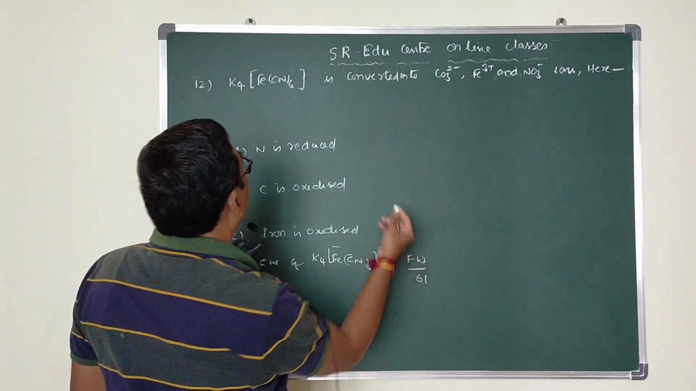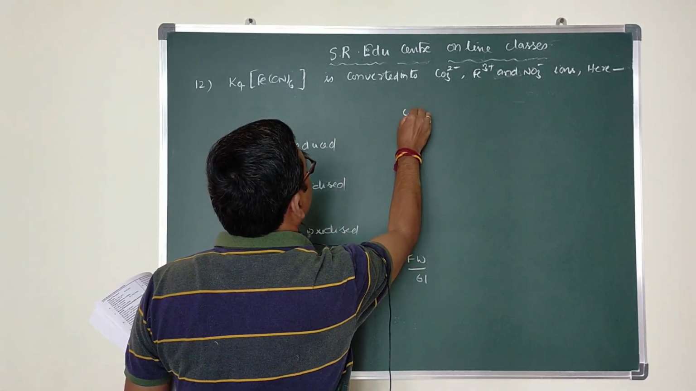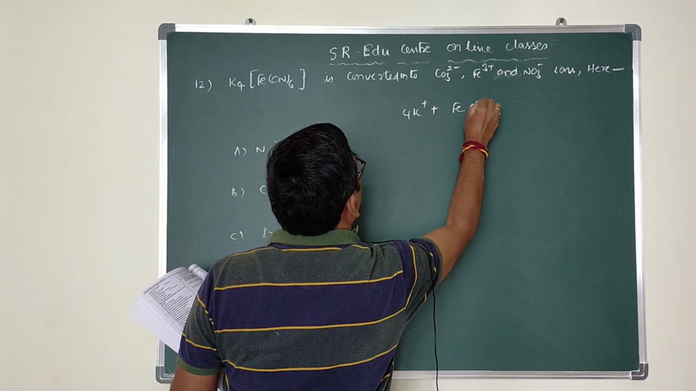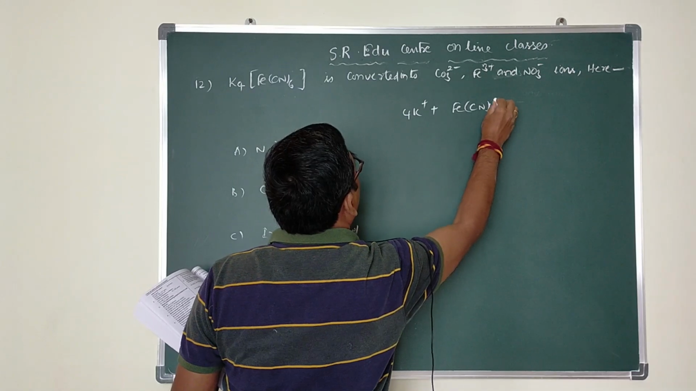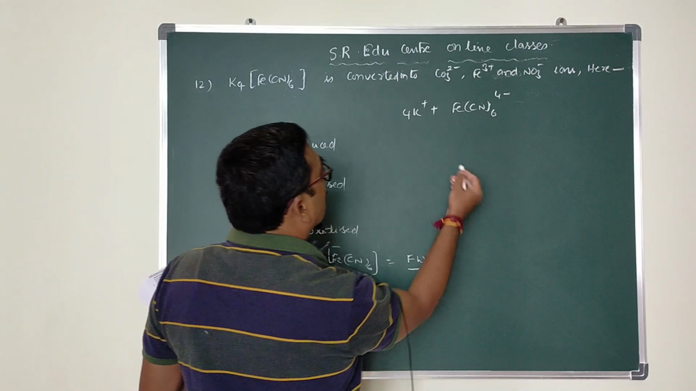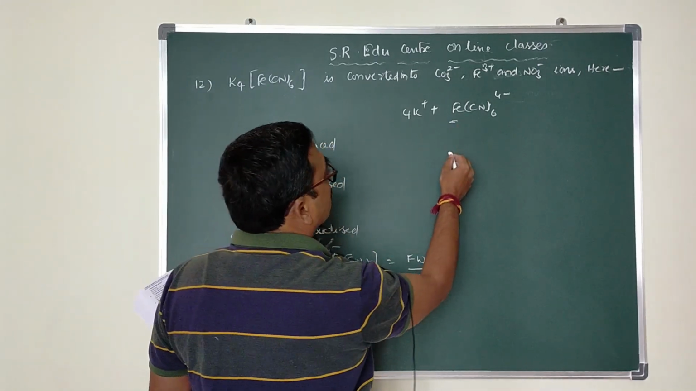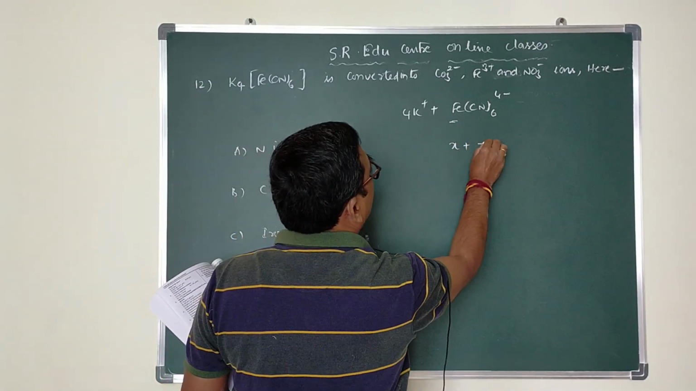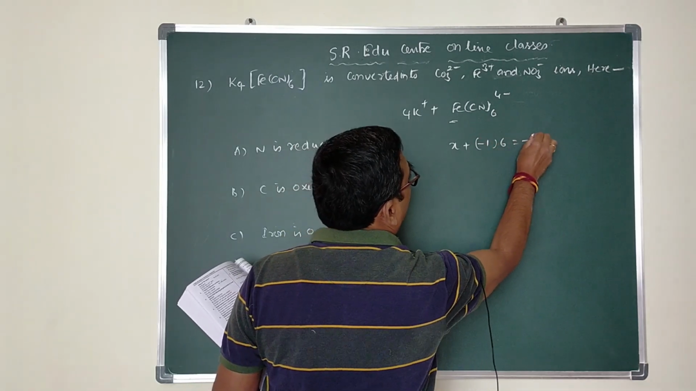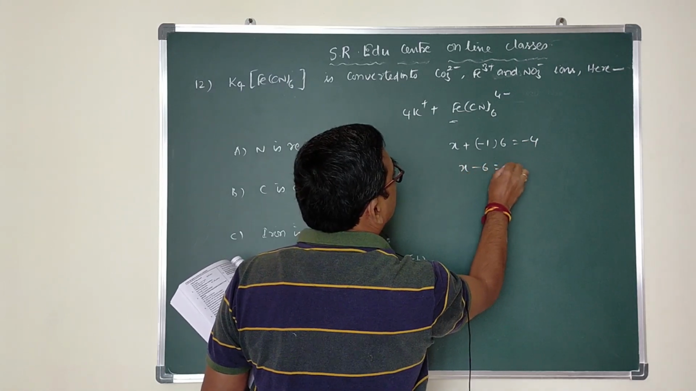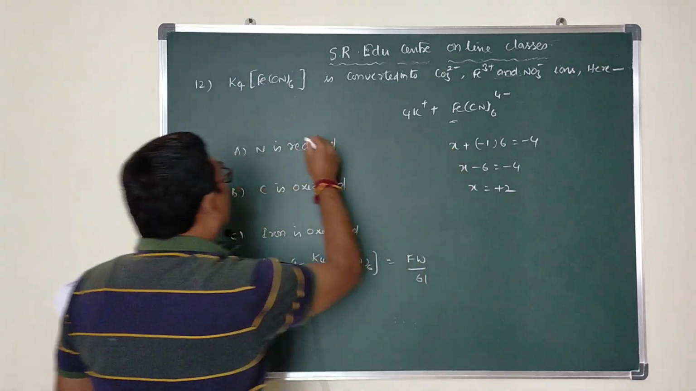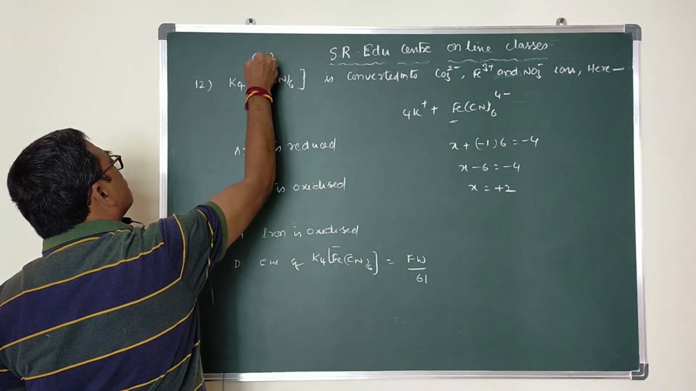See, K4FeCN6 can be split as 4K plus, FeCN6 4 minus. I am finding the oxidation state of iron. Say X. Cyanide is -1. 6 groups are there, so multiplying with 6, it is equal to -4. So X minus 6 is equal to -4. X is equal to +2. So in K4FeCN6, the oxidation state of iron is +2.